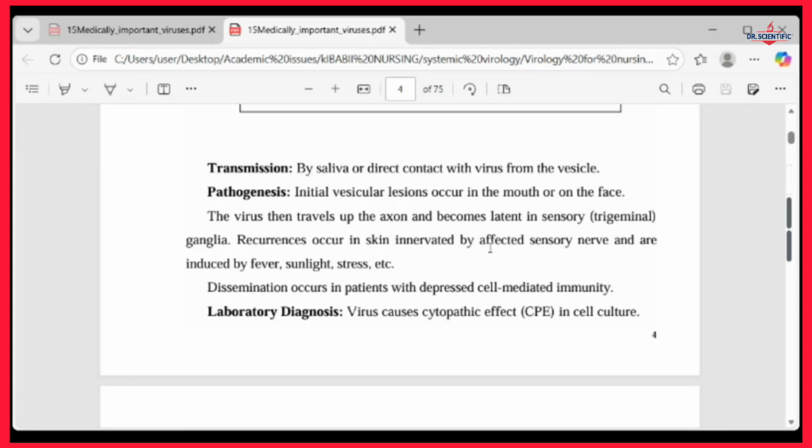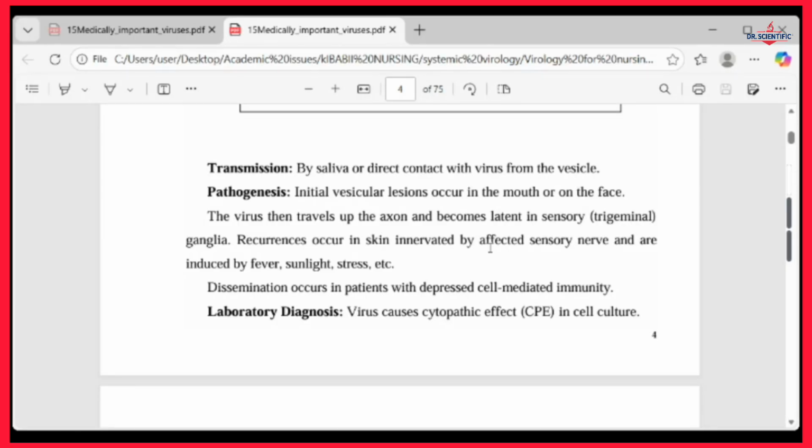And then once the mouth or the face is infected, the virus can travel up the axon and become dormant or latent in the sensory ganglia, what we call the trigeminal region, where it is embedded or integrated inside the cell. It can stay there for a long time without the patient showing signs of sickness.